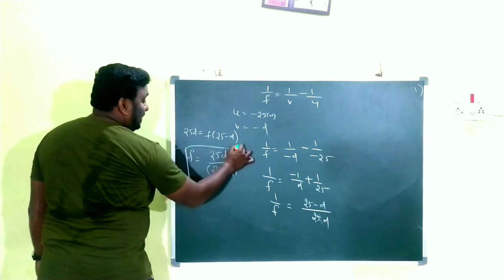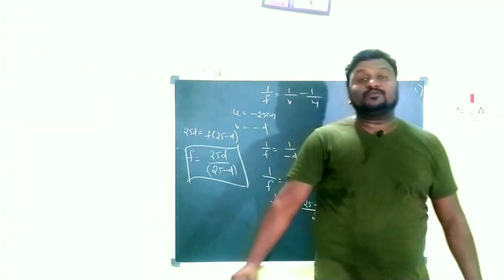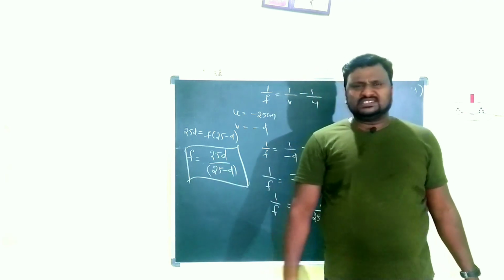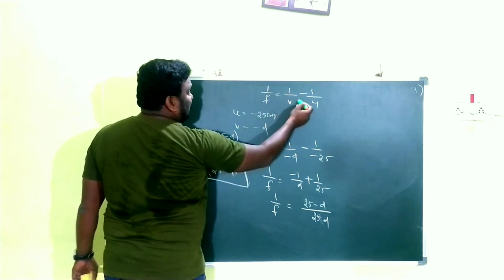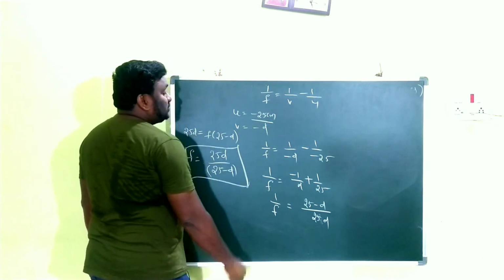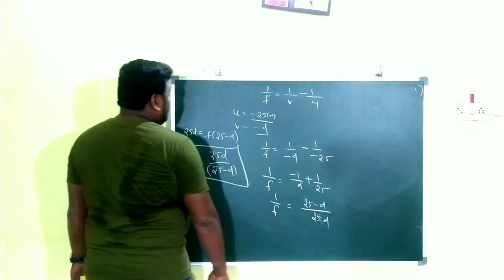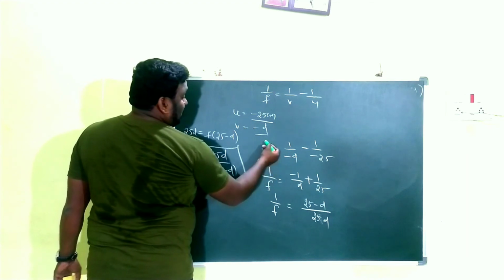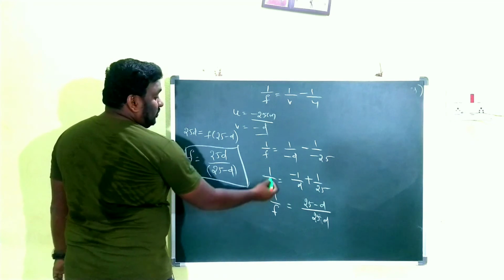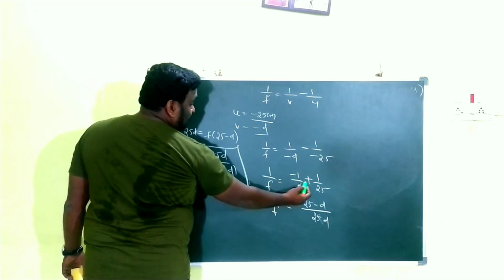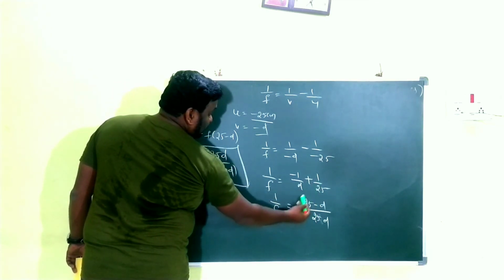So by using this formula, we can find the focal length of the eye lens in the case of hypermetropia. Very simple. We have the lens formula 1 by f is equal to 1 by v minus 1 by u. There, what do you have to take? u is minus 25 and v is equal to minus D. Then by substitution, 1 by f is equal to minus 1 by D minus 1 by minus 25. Then 1 by f is equal to minus 1 by D plus 1 by 25. Taking the LCM, 25 into D, then D minus 25.